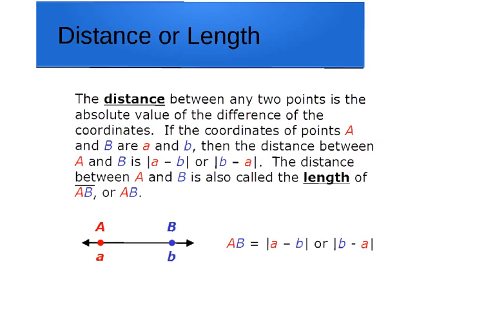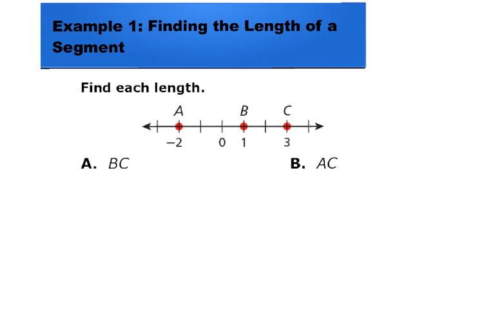Here we go, as an example. We're asked to find the length of each of these. So find the length of BC, and we're going to say it is equal to the absolute value of 1 minus 3. And 1 minus 3 is negative 2, but if you take the absolute value of negative 2, we get 2. And that is our distance. We could simply look at this line right here and count upwards: 1, 2. It's a distance of 2.